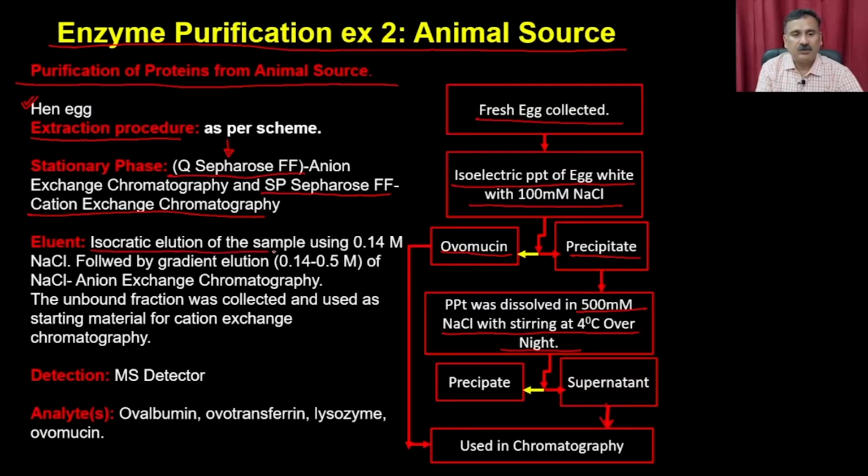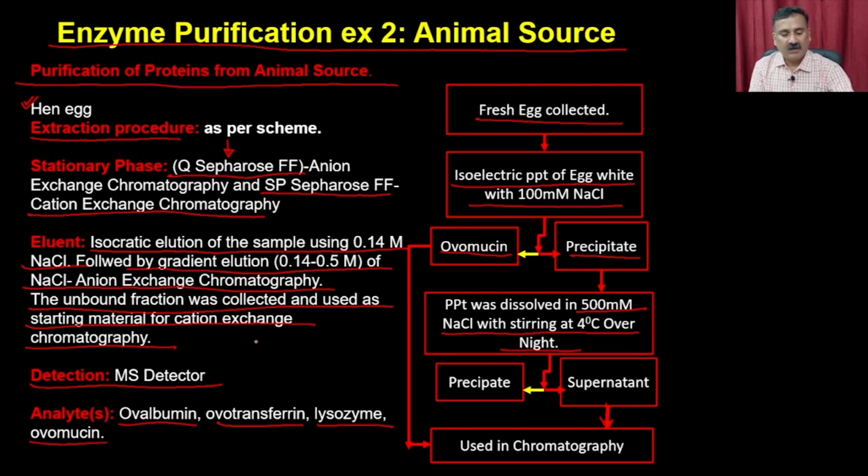There is isocratic elution of the sample using a 0.4 molar solution, followed by gradient elution with NaCl from the anion exchange chromatography. The unbound fractions were collected and used as the starting material for the cation exchange chromatography. You can use mass spectrometry to detect the elution of these particular proteins from the column. In the analyte, you get purification of ovalbumin, ovotransferrin, lysozyme, and ovomucin.